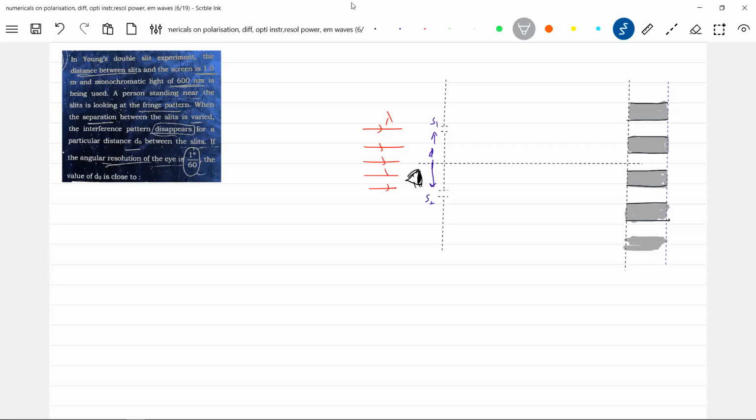Yeah, let's get into this one. So what is it telling, the pattern disappears. See, pattern will be there, but the eye is unable to resolve. It cannot distinguish between bright and dark band. That's the meaning of pattern disappears here.